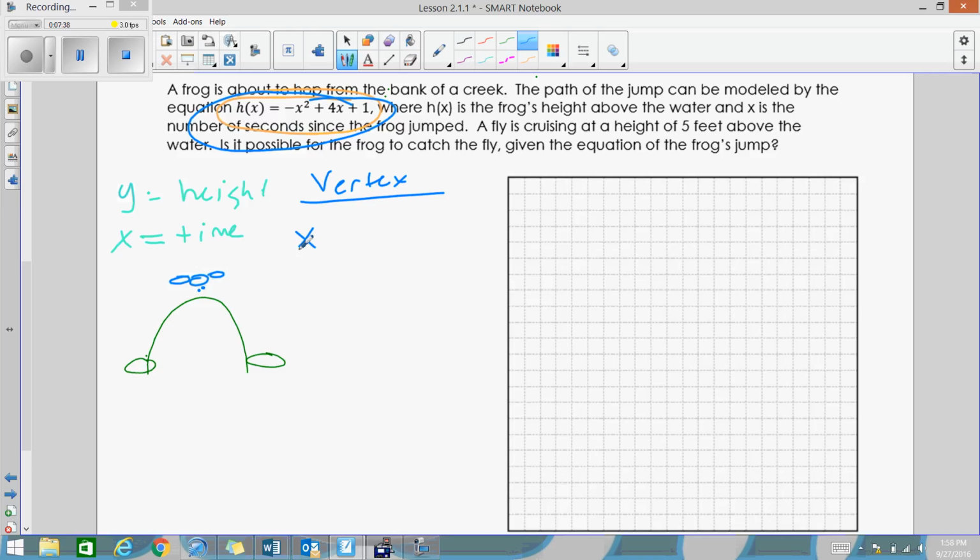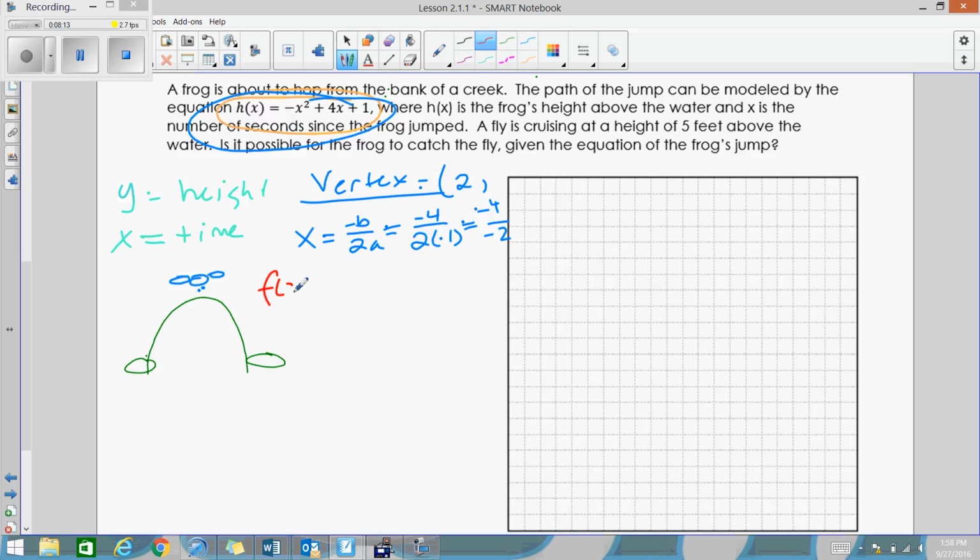So we're going to go x equals the opposite of b over 2a. In this equation, the opposite of your b value is going to be negative 4 over 2 times negative 1, and negative 4 is going to be in your numerator. 2 times negative 1 is negative 2, so negative 4 over negative 2. So the x value of my vertex is going to be positive 2, because negative 4 over negative 2 is positive 2.